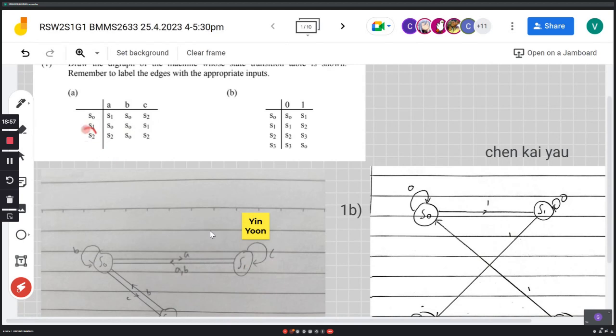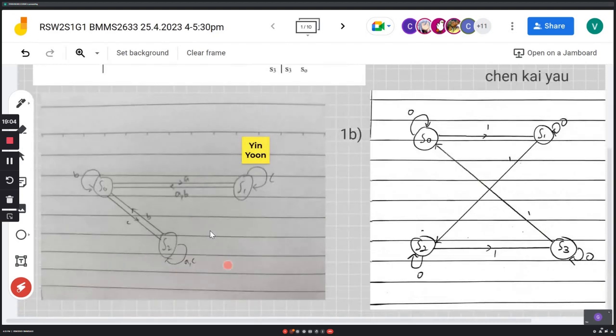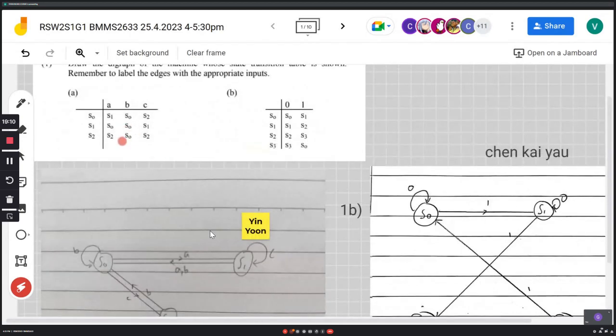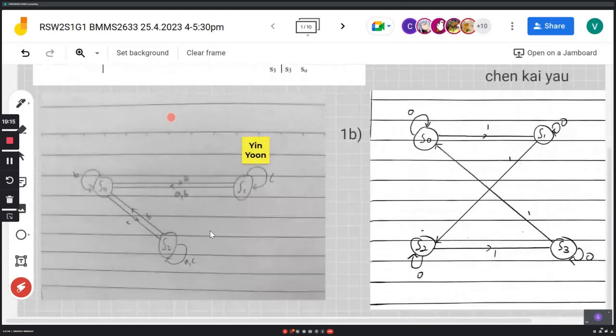For S2, you have S2, S0, and S2, right? So input A and C, it will go back to S2. Then you just draw a loop back for A and C, going back to S2. And for S0, after input B, go back to S0. So here, back to S0 after input B. Okay, so this is the state transition diagram for the first part.